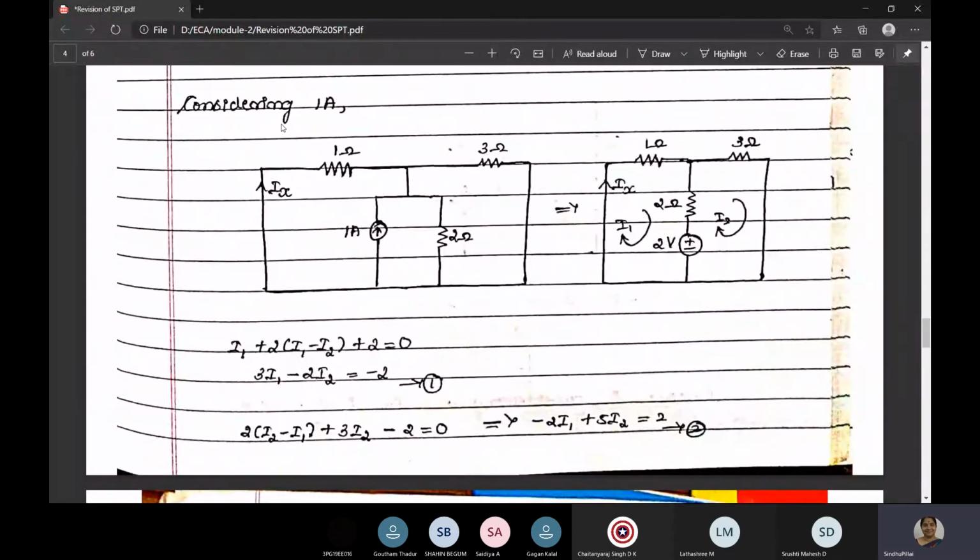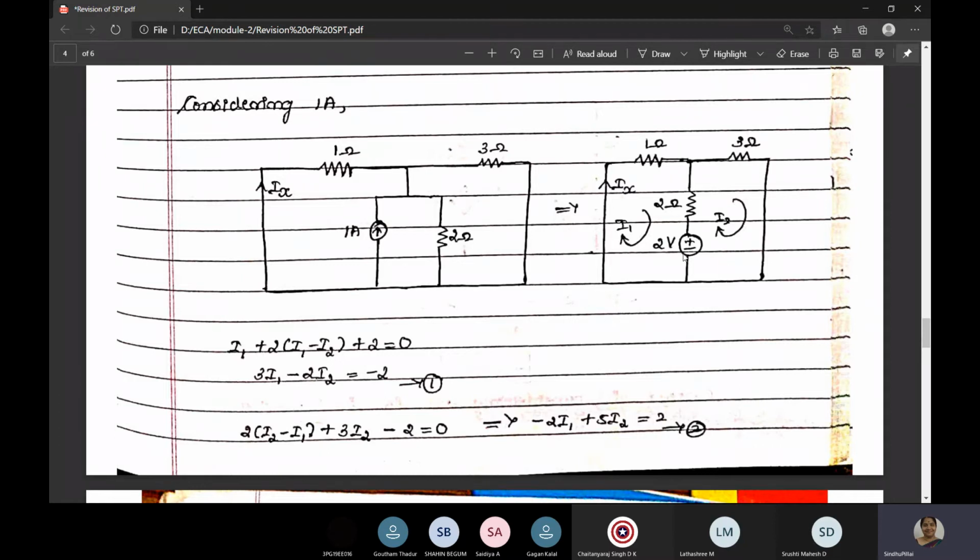So when we consider 1 amp, you can just convert it into a voltage source and find both I1 and I2, or you can go with taking it as 3 loops, 1, 2 and 3. It will not be that constructive if you go like that, because anyhow we have a current source with a parallel resistor on the same branch itself. So converting it into a voltage source will be much more convenient.